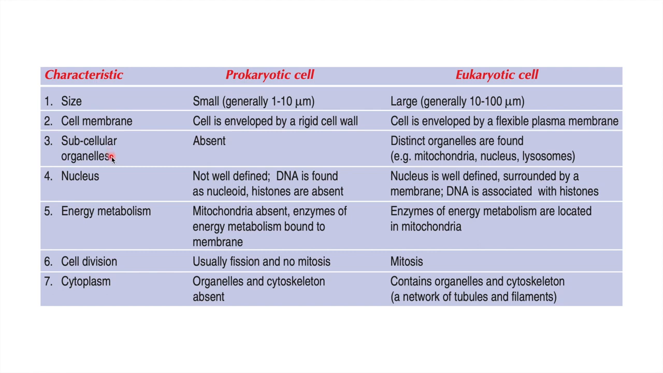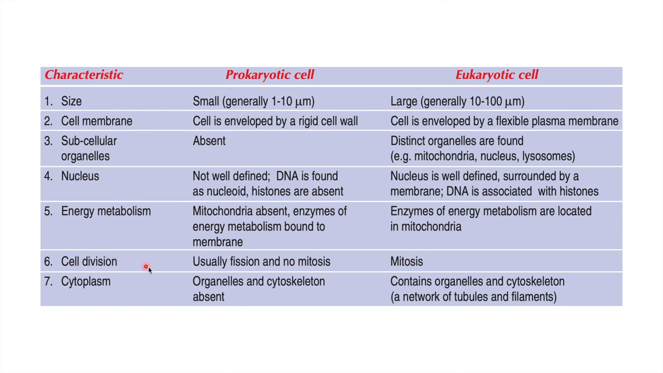And if we talk about organelles, most of the organelles are absent in prokaryotic cells, but in eukaryotic cells these are present, like mitochondria, nucleus and lysosomes. And the nucleus doesn't have a nuclear membrane in prokaryotic cells, but in eukaryotic cells the nucleus is covered with a nuclear envelope or nuclear membrane. For energy metabolism, we know mitochondria is the powerhouse of the cell, but in prokaryotic cells mitochondria is absent. So the enzymes required for energy metabolism are bound to the membrane. But in eukaryotic cells, the enzymes required for energy metabolism are located in mitochondria.